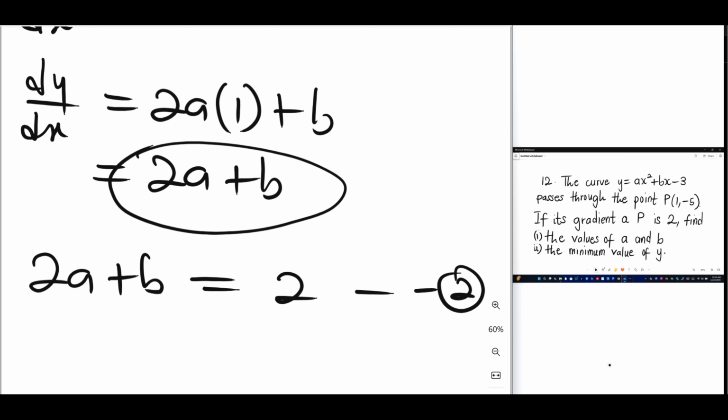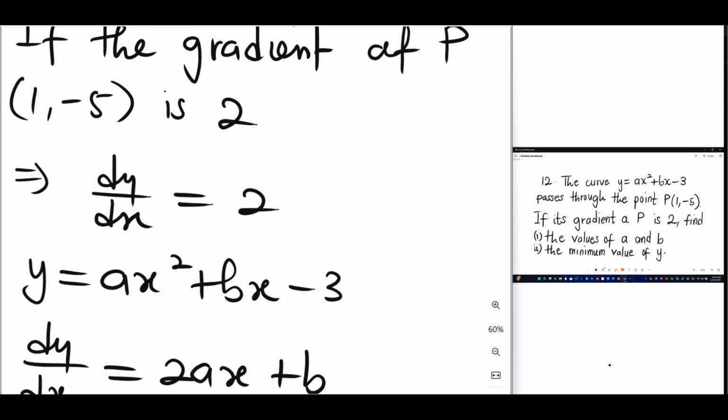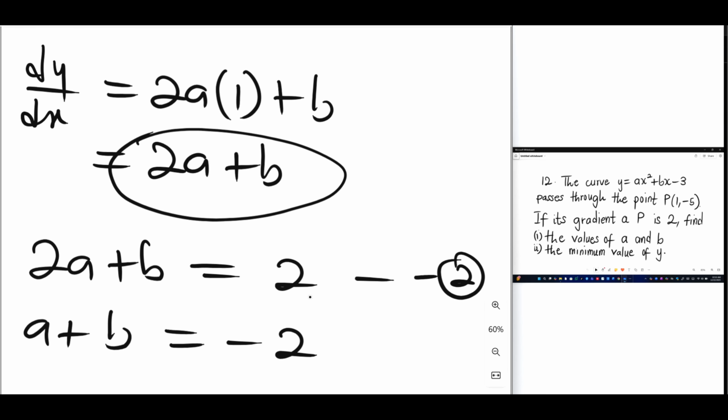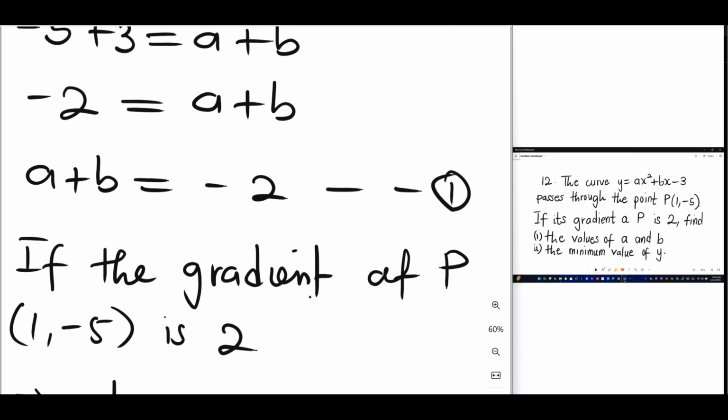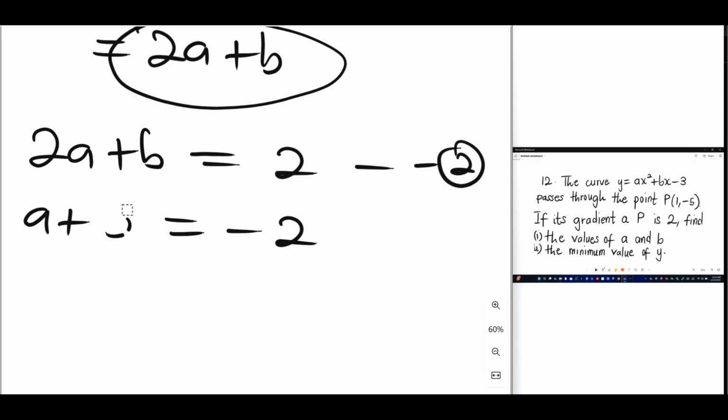We are going to solve equation 1 and equation 2 simultaneously. Let us go for equation 1. We have equation 1 to be a plus b. I'm repeating equation 1: a plus b is equal to negative 2. Let me verify again. a plus b is equal to negative 2. So we can now solve the two equations simultaneously.